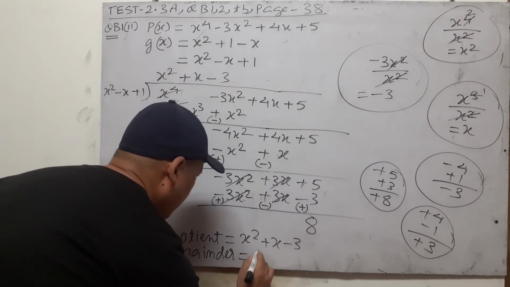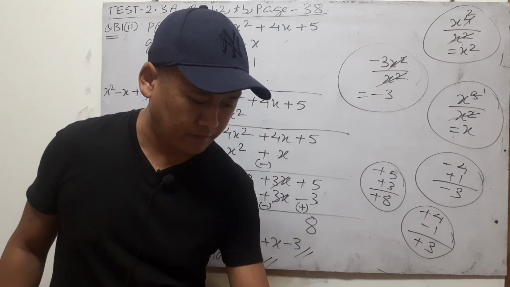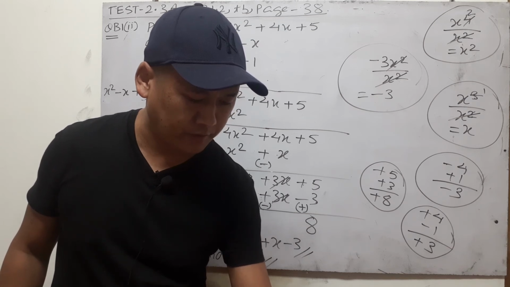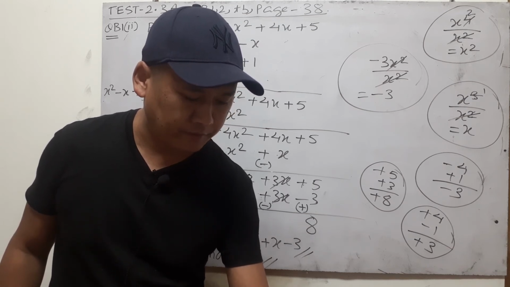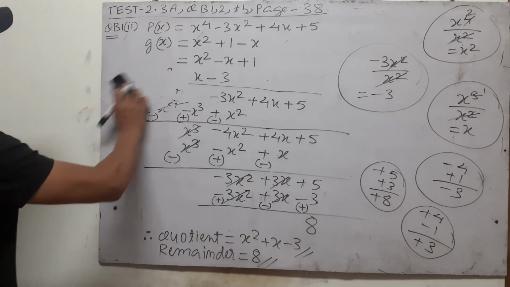Remainder, we got you plus 8. Read the question and say divide the polynomial p of x by g of x and find the quotient and remainder. So that's what the question is. One more question, this question B1.